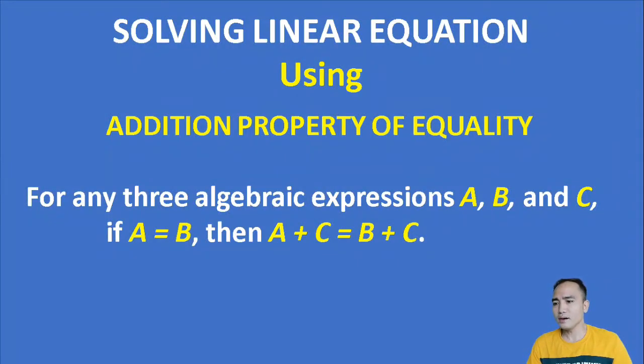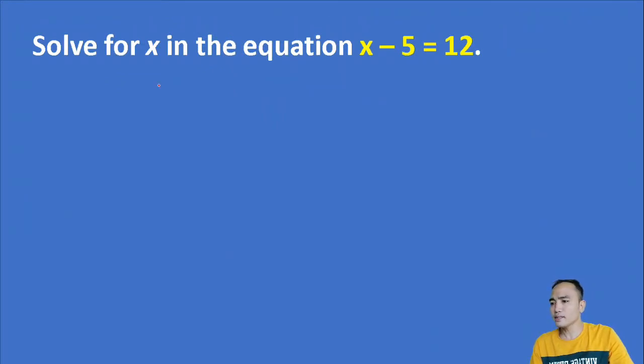So solving linear equation using addition property of equality. For any three algebraic expressions a, b, and c, if a is equal to b, then a plus c is equal to b plus c. Let us solve for x in the equation x minus 5 equals 12. Okay, so according to the rule that we are going to do the same things to both sides to maintain balance.